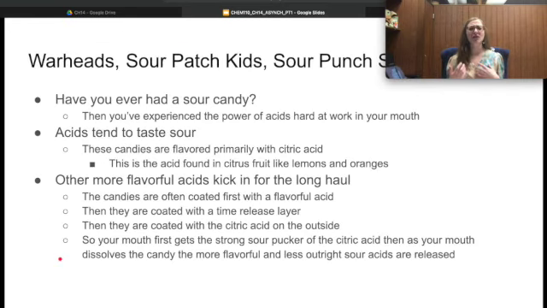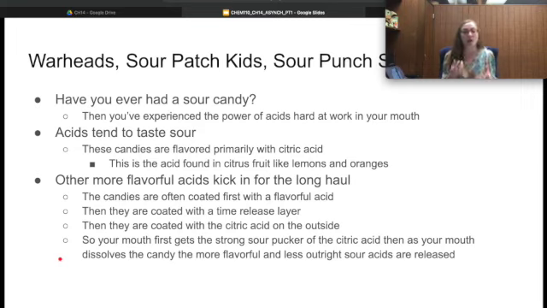So have you ever had Warheads or Sour Patch Kids or Sour Punch Straws or Sour Skittles or Lemon Heads or you name it? Have you had a sour candy? Well, then you've experienced the power of acids hard at work in your mouth. You've tasted them, you know what they are. So acids tend to taste sour, so we often flavor certain kinds of candies with them.